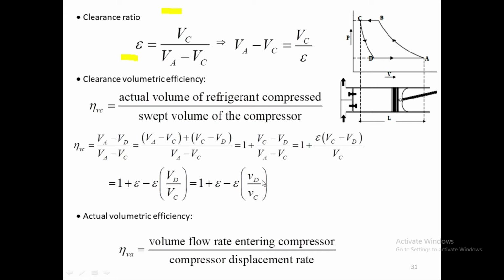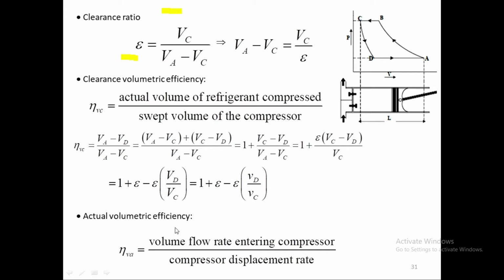So it is 1 plus epsilon minus epsilon times VD upon VC. What is VD? VD is this expanded volume after the expansion. So VD upon VC, the volume after expansion divided by the clearance volume, is the ratio here. So that is the equation for volumetric efficiency. It's a theoretical efficiency, so it does not include any losses.